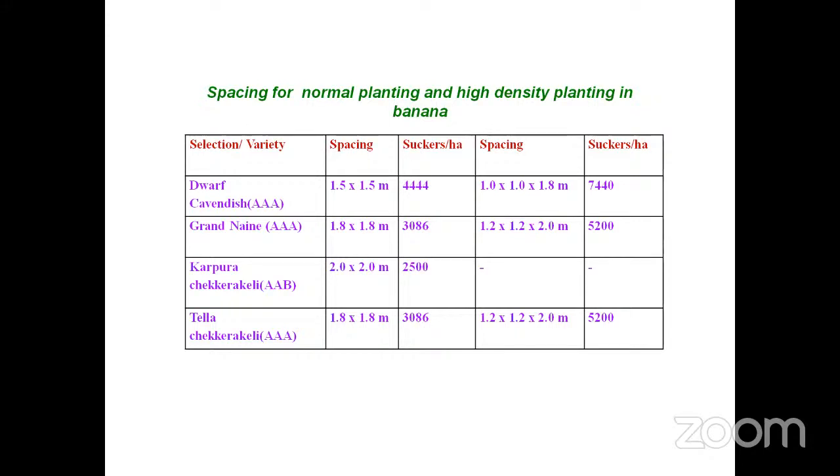hectare. Similarly, in Grand Naine also, under normal spacing, we can accommodate 3,086 plants per hectare, whereas under high density planting of 1.2 x 1.2 x 2 meter spacing, 5,200 suckers per hectare can be accommodated. Similar spacing is followed in Dr.K also.